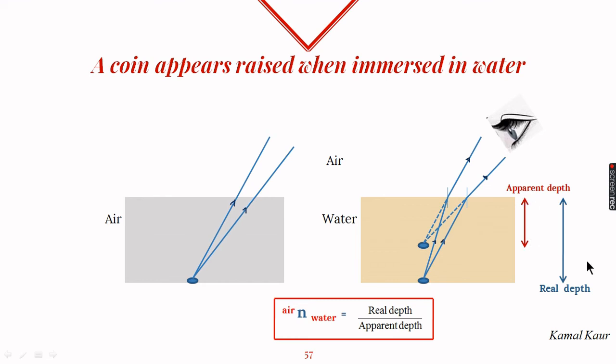From these two values, we can find the relative refractive index of this liquid. If it is water, then we will find out the refractive index of water with respect to air, which will be equal to real depth upon the apparent depth.